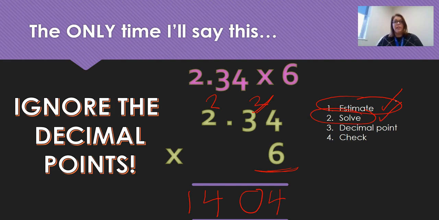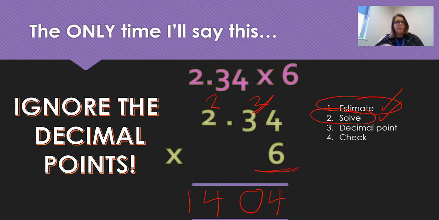Now we insert our decimal point based on the estimation. My estimation was that it was going to be between 12 and 18. So we're looking at where I could put my decimal point. I could put it before all of the digits. That wouldn't be between 12 and 18. I could have 1.404. That's not between 12 and 18. 14.04. That sounds pretty good.